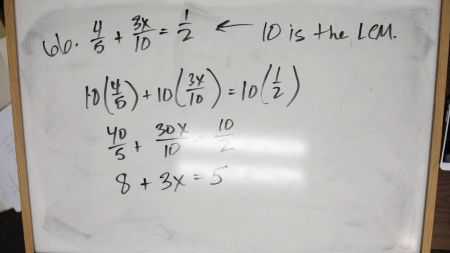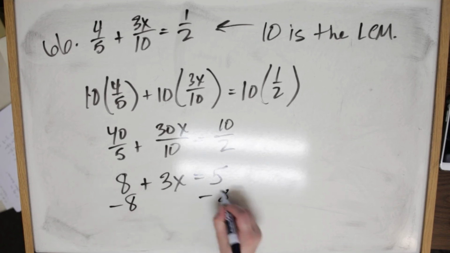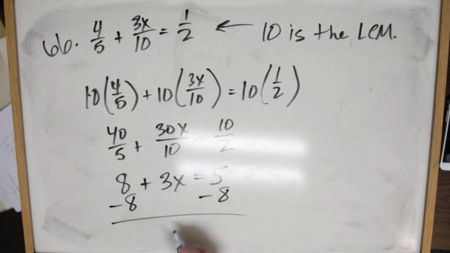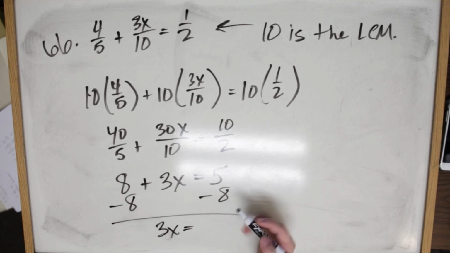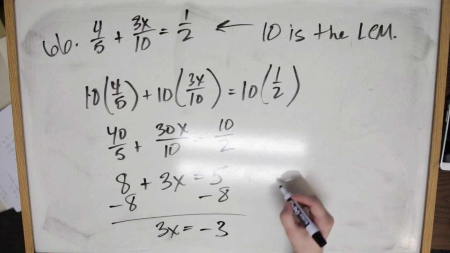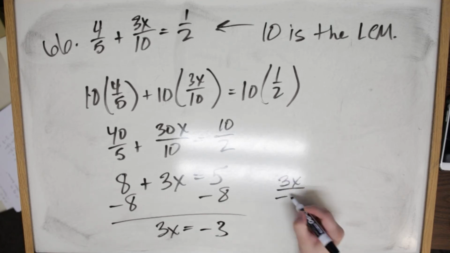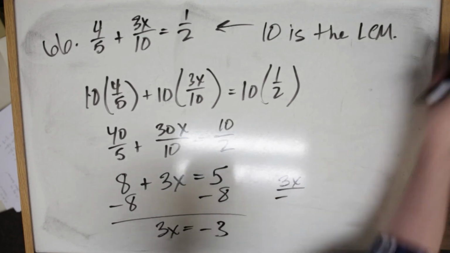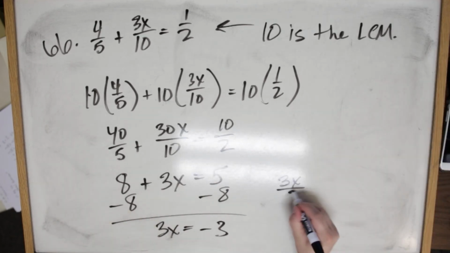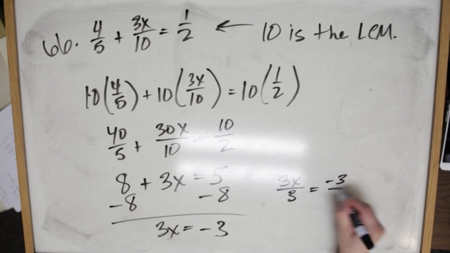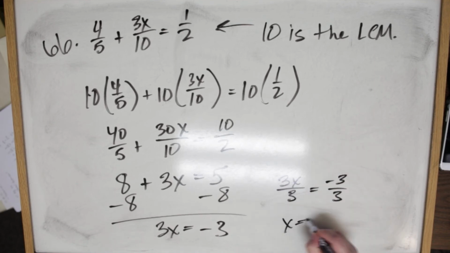Okay, and now we can go about solving in the more simple way. So subtract 8 from both sides because we want to get the x's by themselves, and we're left with 3x is equal to 5 minus 8, which is going to be a minus 3. And then we are going to divide by a 3. So x is equal to minus 3 over 3, which is equal to a minus 1.